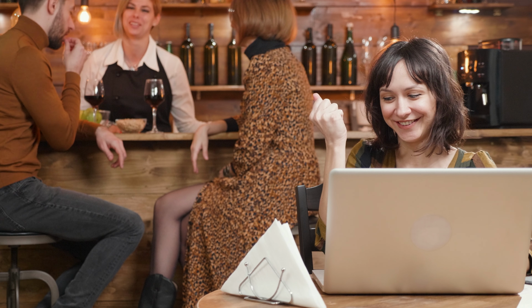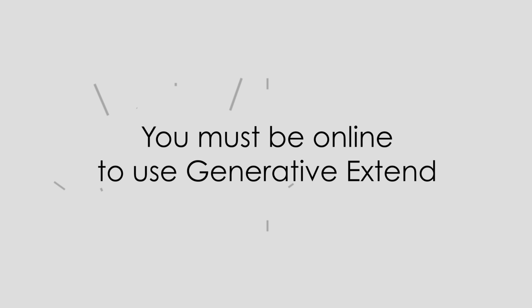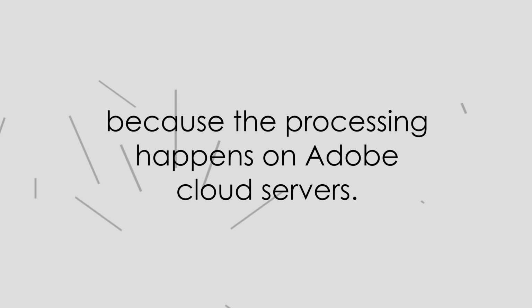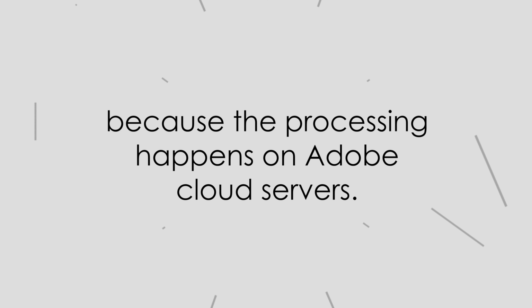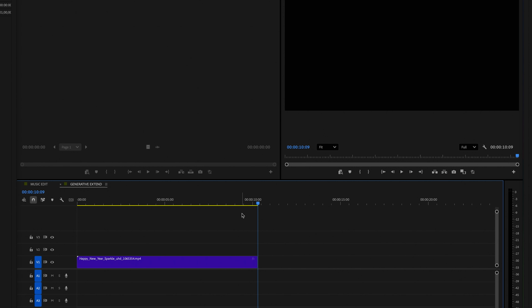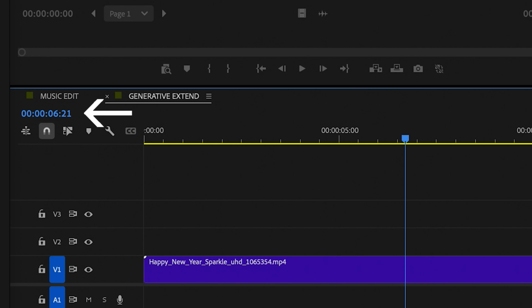This also works with audio, by the way. To use it, do the following. First, you must be online to use Generative Extend because the AI processing actually happens on Adobe's cloud servers, not locally on your computer. Secondly, your video clip must be at least 2 seconds long. And if you're extending audio, it has to be at least 3 seconds long.